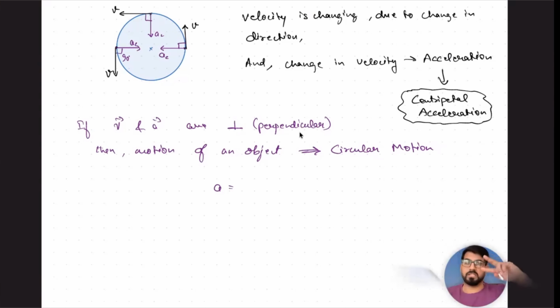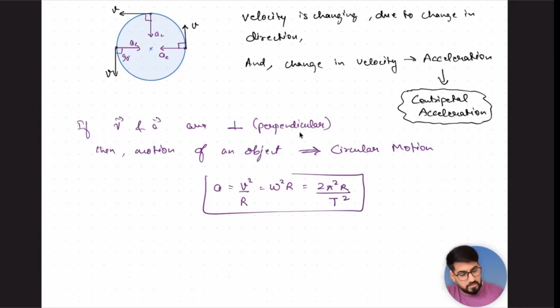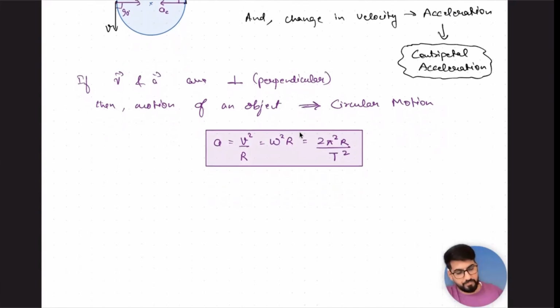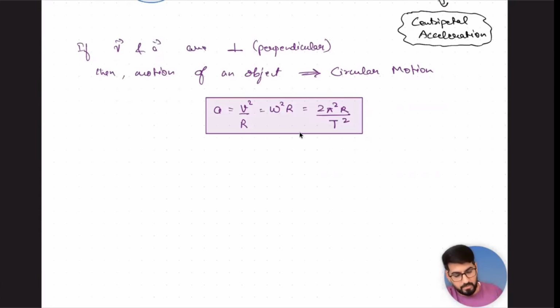If you see the second last formula in your data booklet, I will write it down as it is: V square over R, where R is the radius, equals omega square R, equals 4 pi square R over T square. I'm writing capital R so that you do not confuse it with my pi, because I write them the same way. These are all different expressions for your centripetal acceleration. We'll discuss how we get each of them. So A equals V square by R, right?